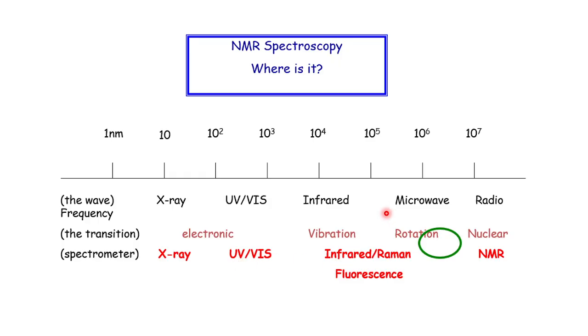Here we are discussing radio frequency, which has the least energy if you compare it with all other electromagnetic radiation. So radio frequency is what is used in NMR spectroscopy.